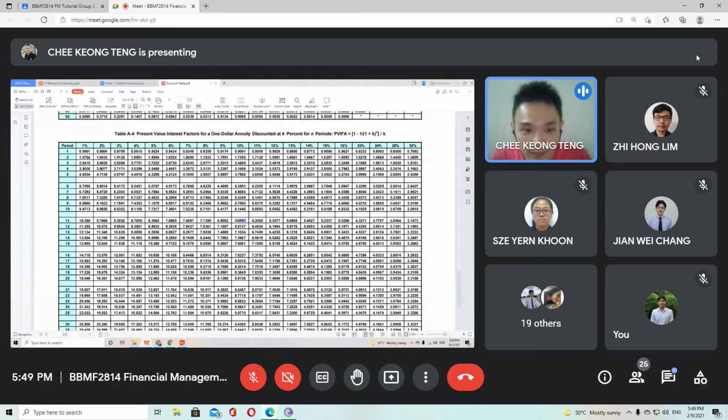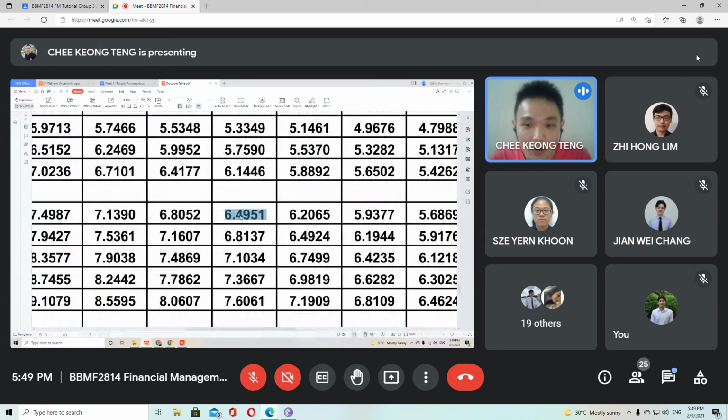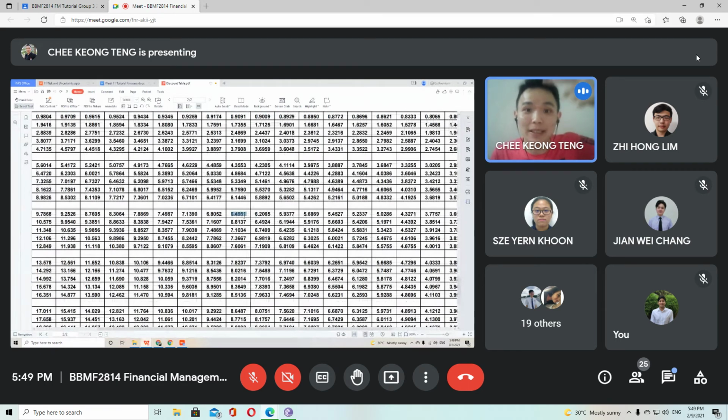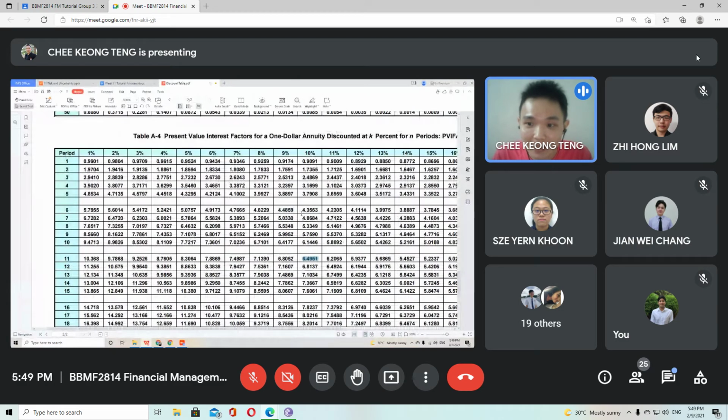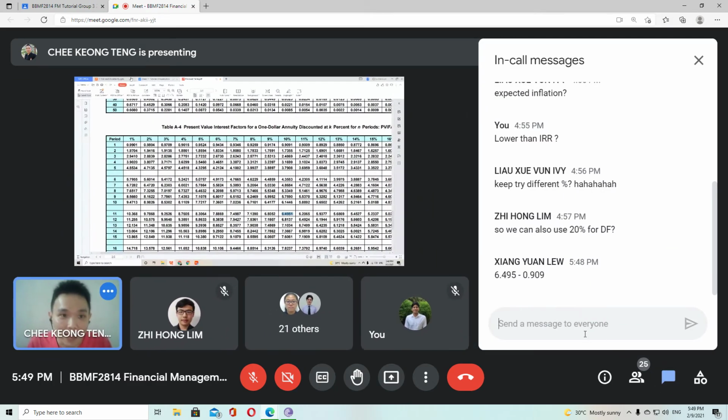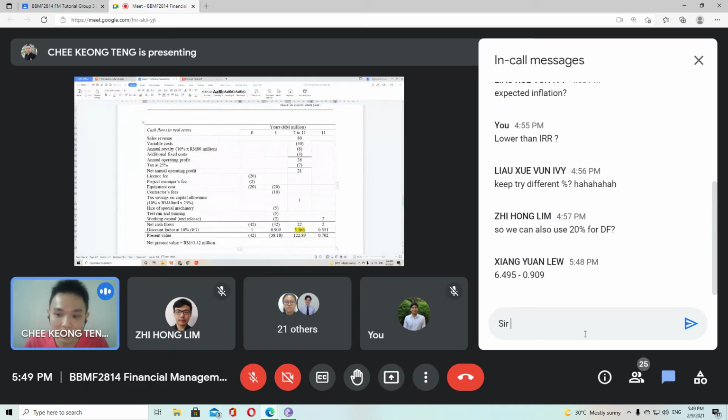10 years is this one. Okay. 6.4951. But this one is from year 1 to year 11, right? From year 1 to year 11, 11 years annuity. We don't want that. We only want year 2 to year 11. So what we need to do, very simple, we can just use this figure minus out the first year, because we don't want this one. The discount factor for first year we don't want. So if you use 6.4951 minus 0.9091, then you will be able to get this figure, 5.586.